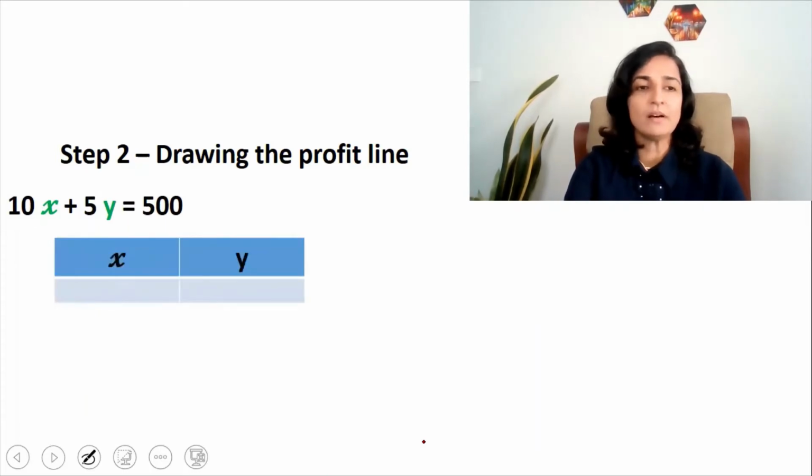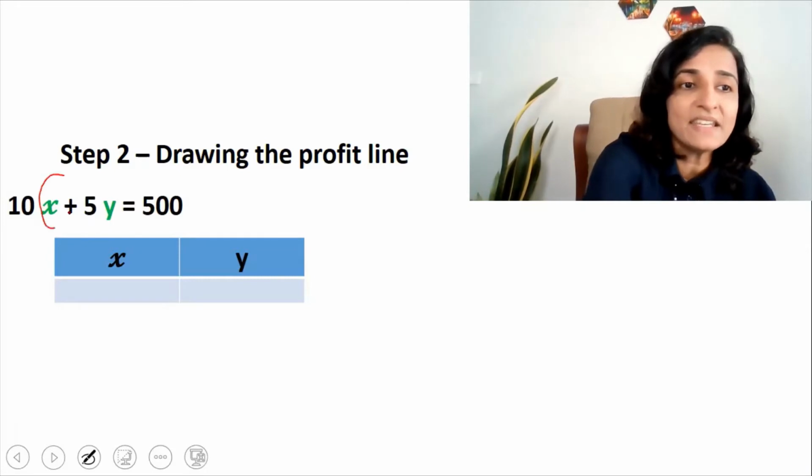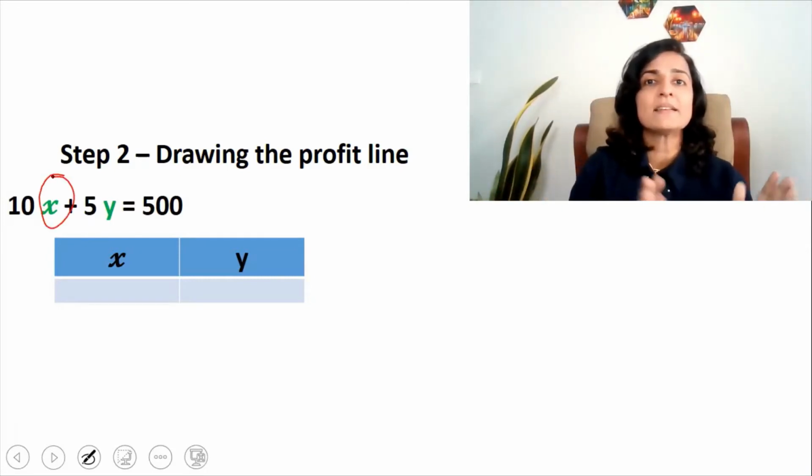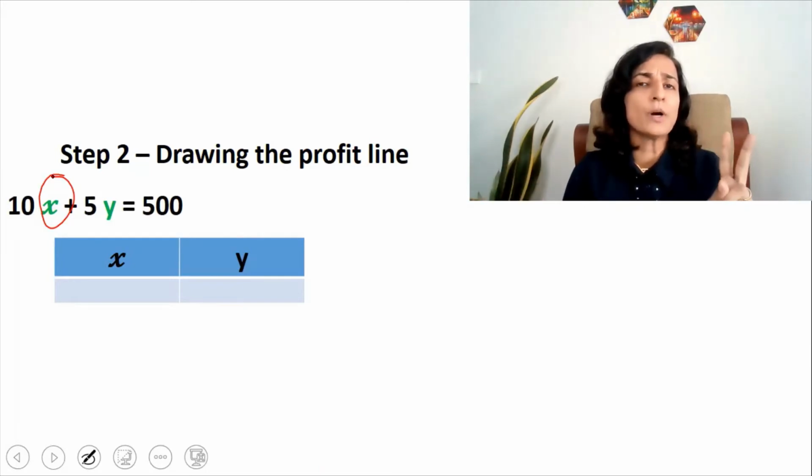So we have a table here, X and Y. So what do we assume? When X is equal to 0, what is Y? And when Y is equal to 0, what is X? That is the easiest method to get the 2 points, just like we did in the previous class.